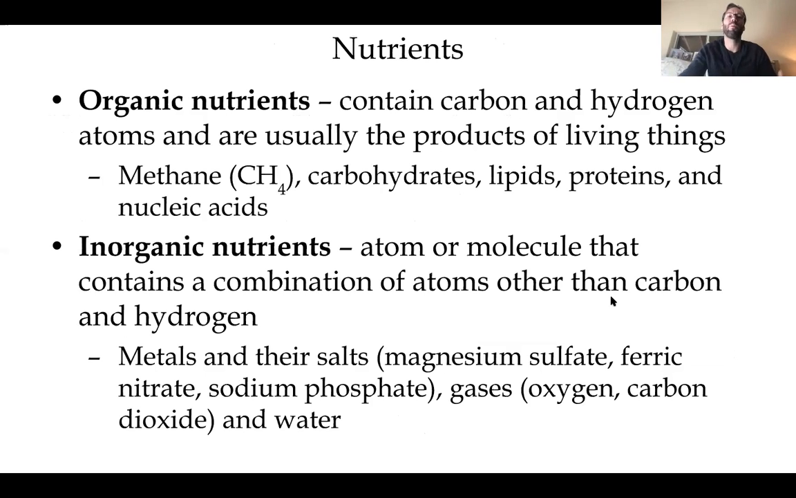Organic nutrients are going to be nutrients that are carbons and hydrogens. So those of you that are taking organic chemistry right now, you know that that's what organic means, the presence of carbons and hydrogens or hydrocarbon bonds. And so things like methane, that's the simplest organic compound. It's just a carbon and 4 hydrogens attached. But then it can get more complicated. You can get carbohydrates, lipids, proteins, nucleic acids.